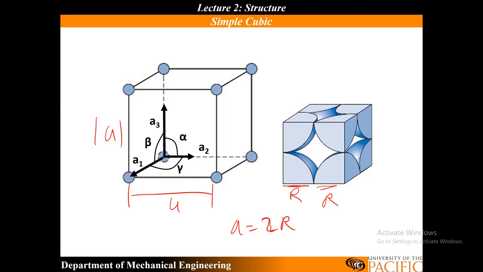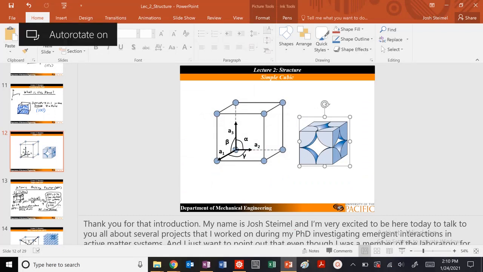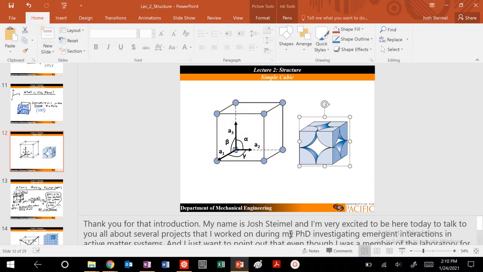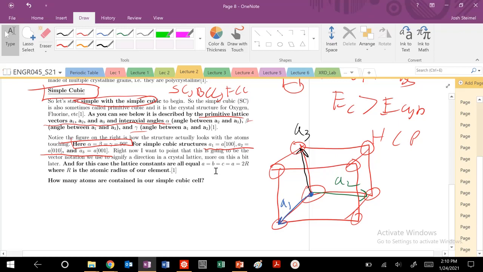This is going to be very important moving forward in this structure, because this distance, this lattice parameter, is going to change depending on the structure or the type of cubic cell, i.e. simple cubic, BCC, FCC, that we're dealing with. But here we can see the distance is going to be 2r. So here a equals b equals c equals 2r.